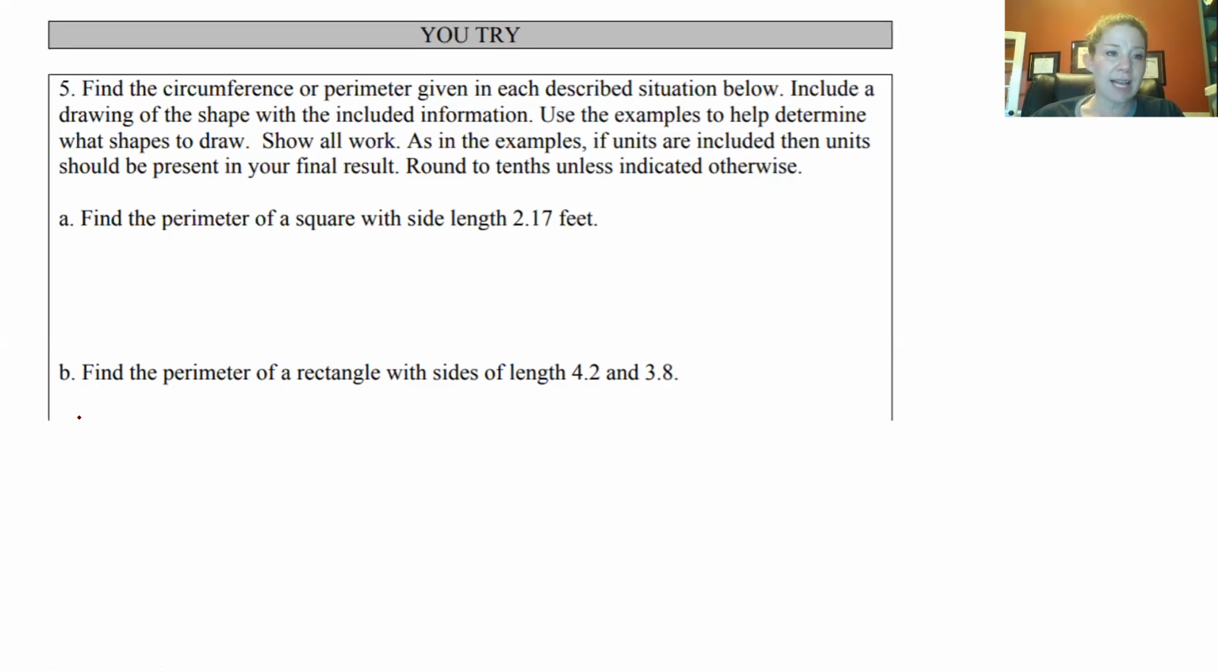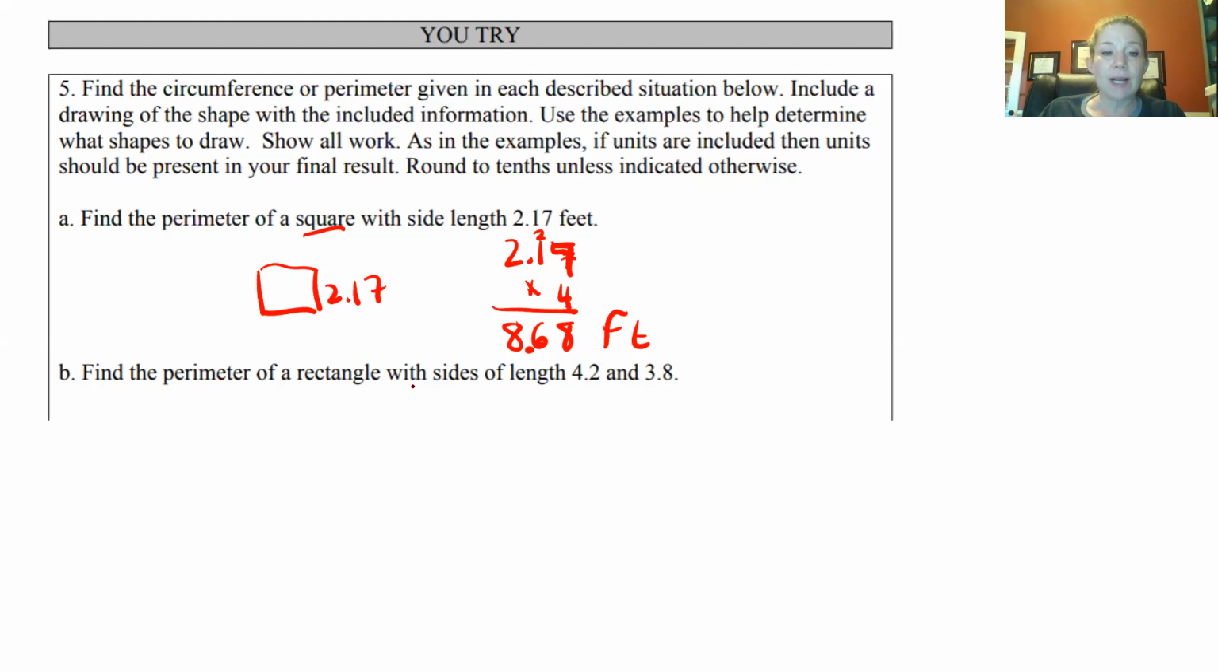All right, so letter A says find the perimeter of a square. Squares all have the same length sides. So basically we're going to multiply 2.17 times 4. So 7 times 4 is 28. 4 plus 2 is 6. 8, and then I have 2 numbers behind the decimal. And so the answer is 8.68 feet.